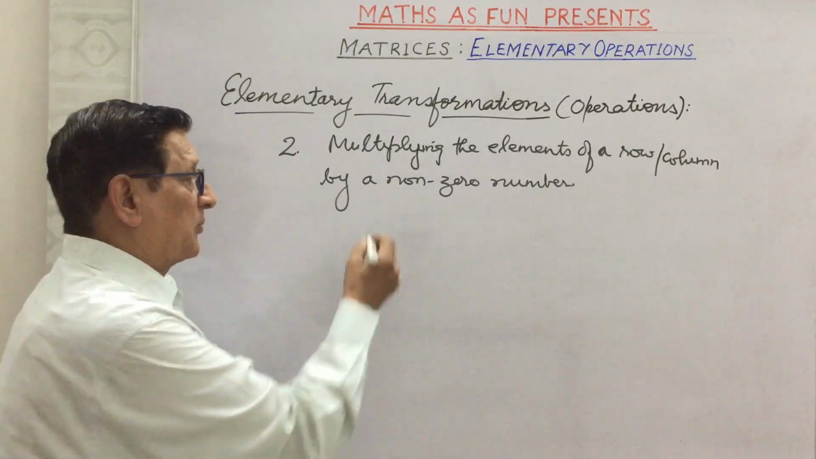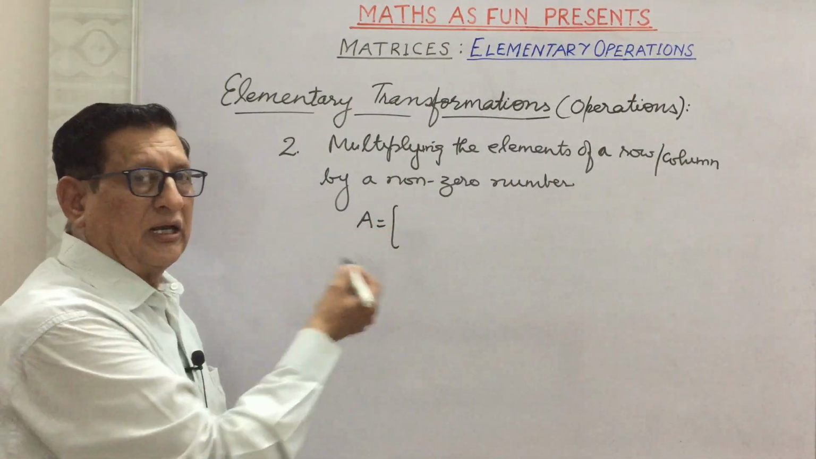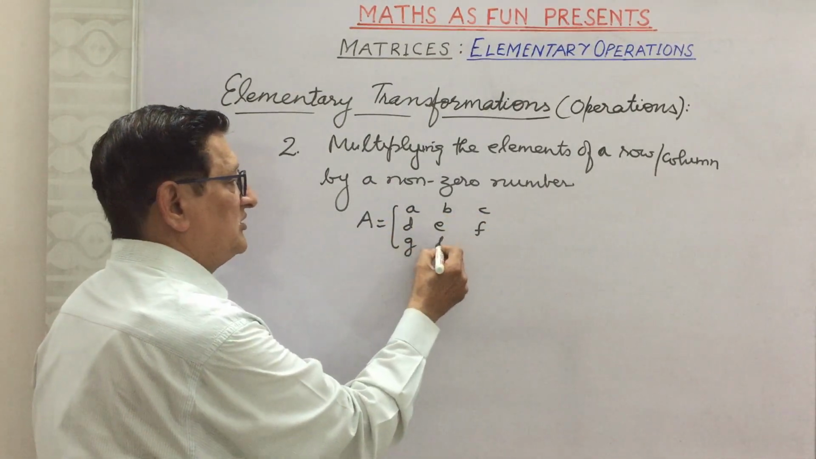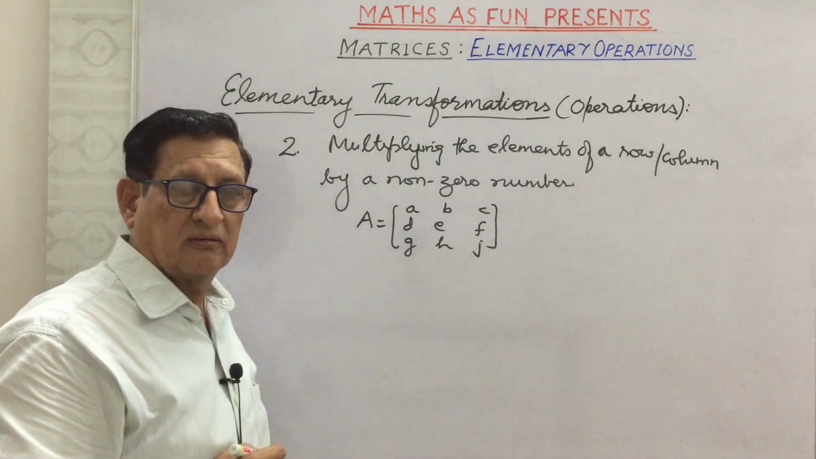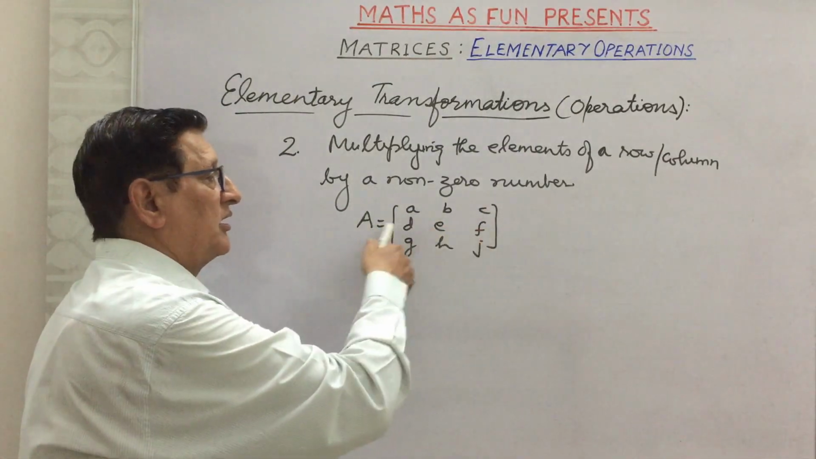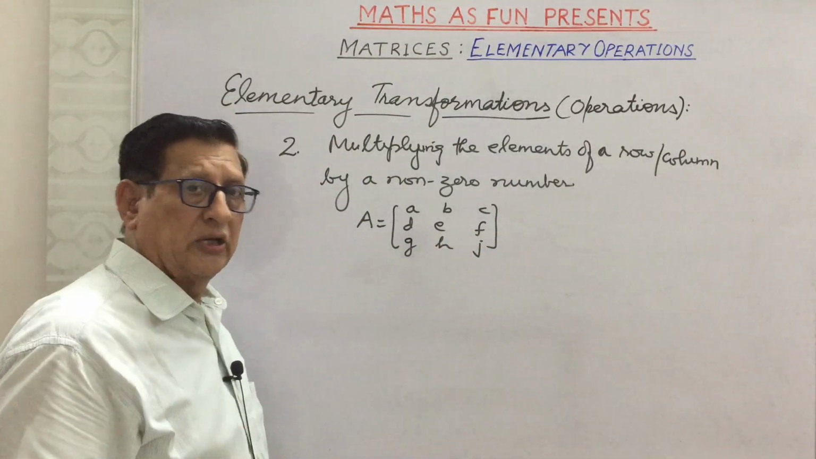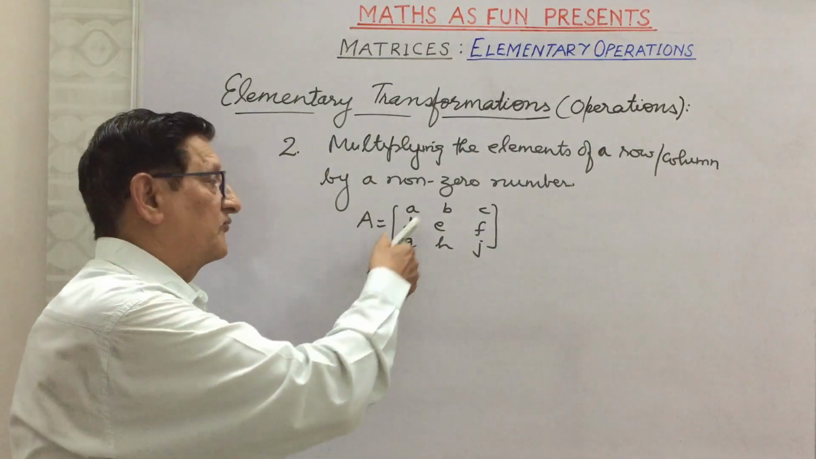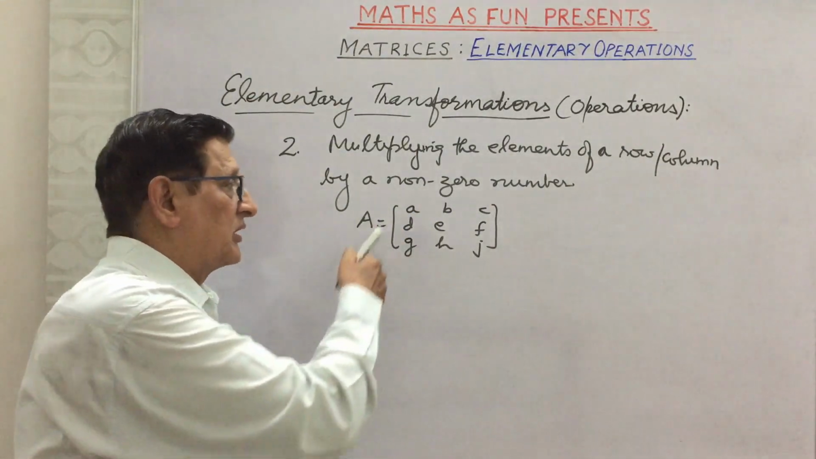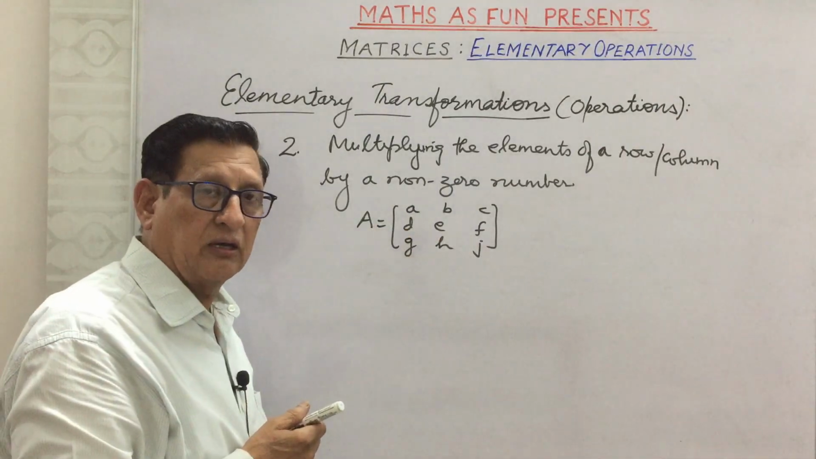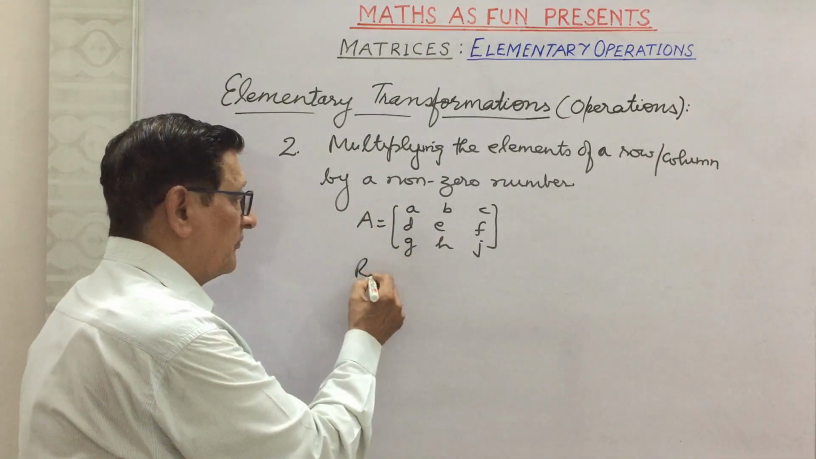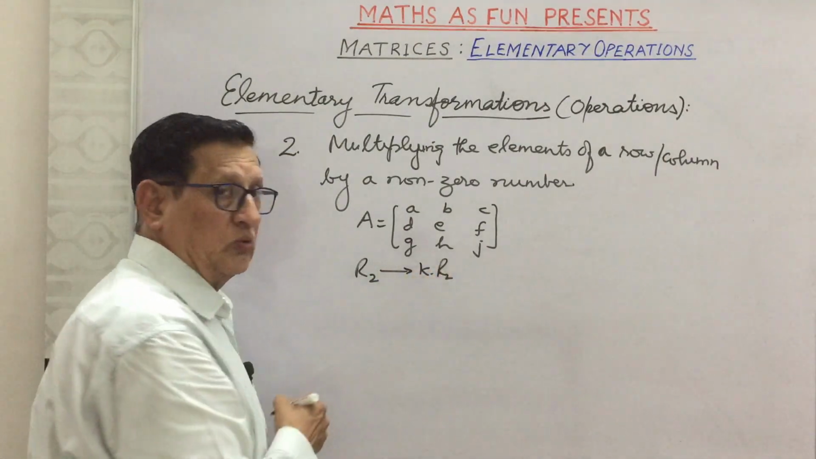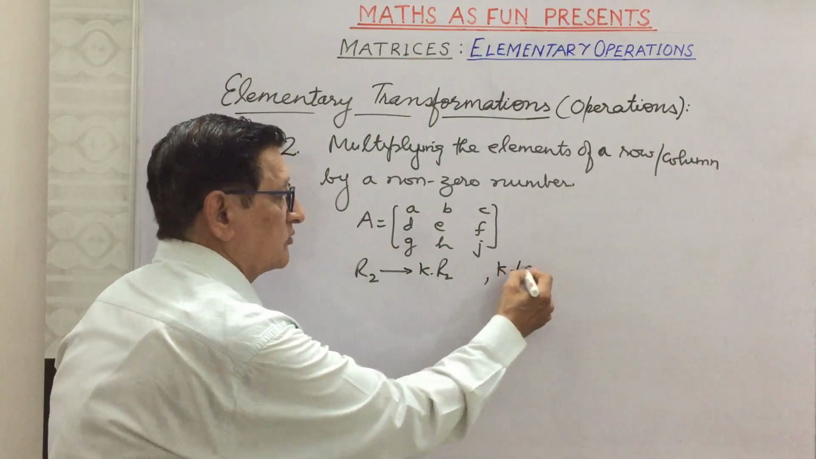To learn this, suppose we have a matrix A, the elements in this are A, B, C, D, E, F, G, H, J. And we want to multiply the elements of any of the row of this. Now suppose we want to perform the operation in any of the rows. Suppose that we want to perform in second row. We want to multiply by a non-zero number k. Then we write this as performing the operation in row 2, that is k into R2, where k is not equal to 0.